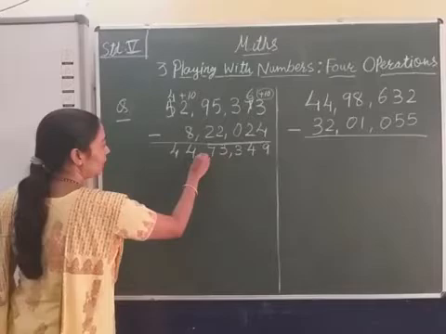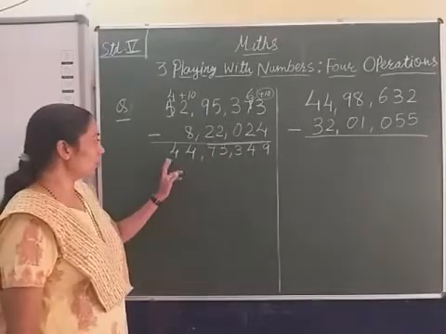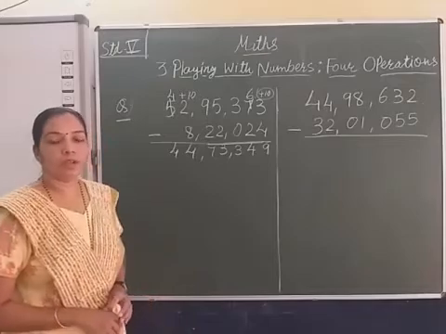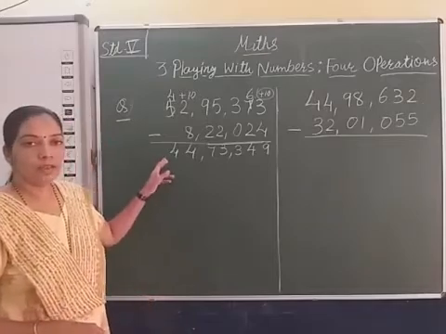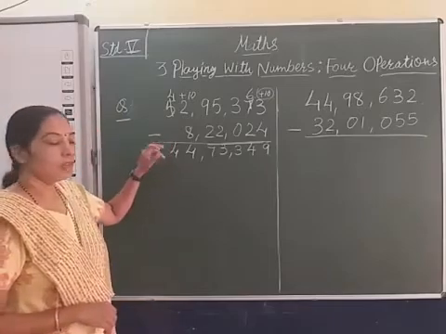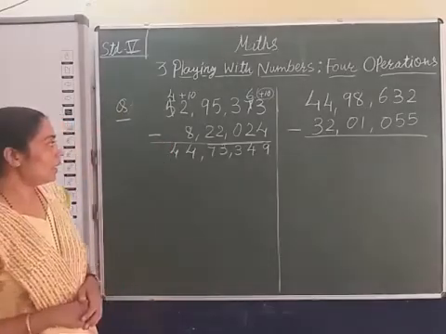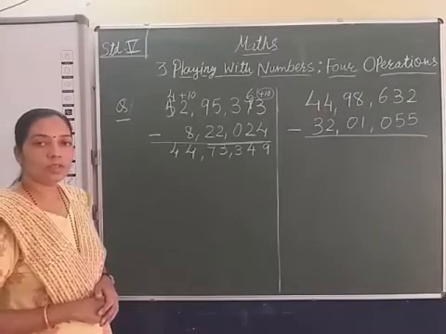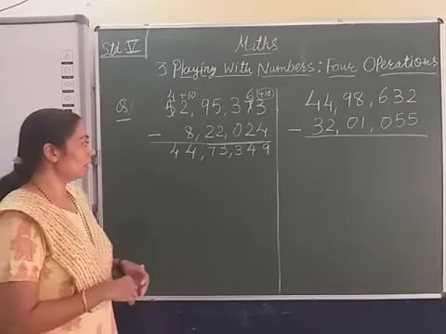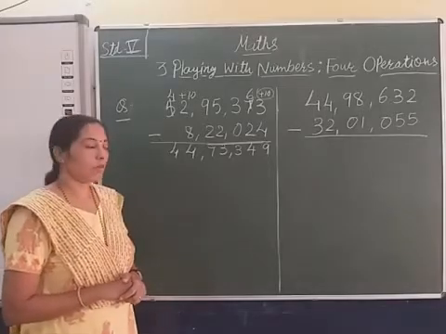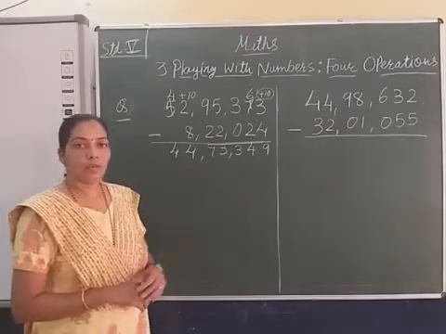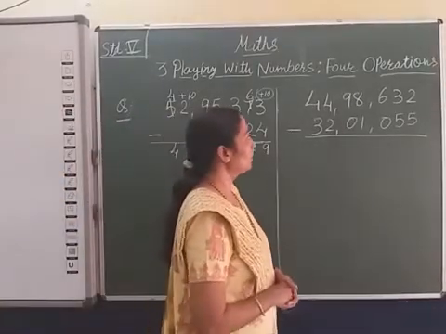We put the commas, and it is 44 lakhs 73,349. So what is that? We find the difference. When we subtract 8 lakhs 22,024, then we find the answer is 44 lakhs 73,349. Now let me do one more example.